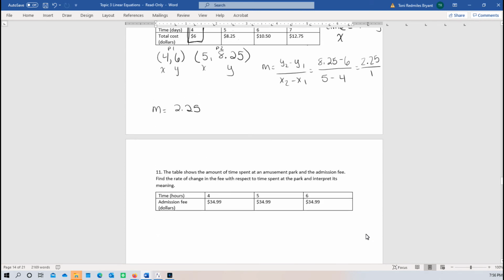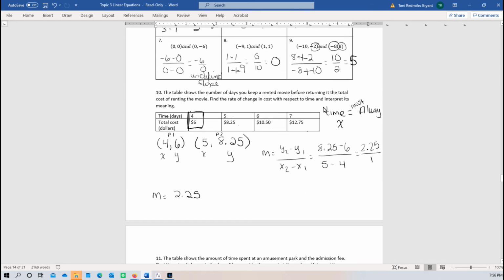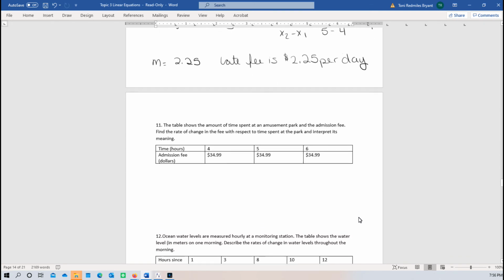All right. So in this one, the table shows the amount. Oh, first, let me go on to this. I know it doesn't say, it says find the rate of change with respect to the cost and the interpretation of its meaning. So basically, it wants you to interpret its meaning as well. So there is a change. The late fee is $2.25 per day. Per day. So that's what it means. Write it in a sentence. What does that slope mean?